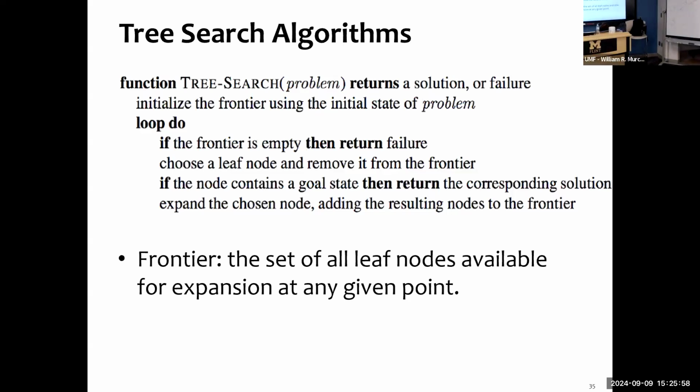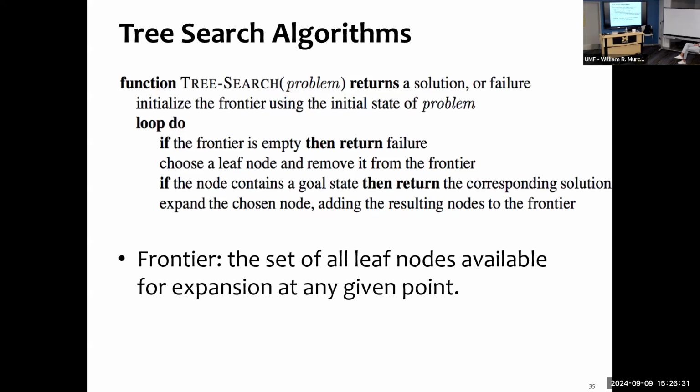If now the node contains a goal state, so we are coming to the final node that we are estimating. Otherwise, we are going to expand the chosen node, adding the resulting nodes to the frontier. I still have nodes to explore, and I'm still not coming to the final goal, so I will keep exploring by adding that to the data structure called frontier, okay?